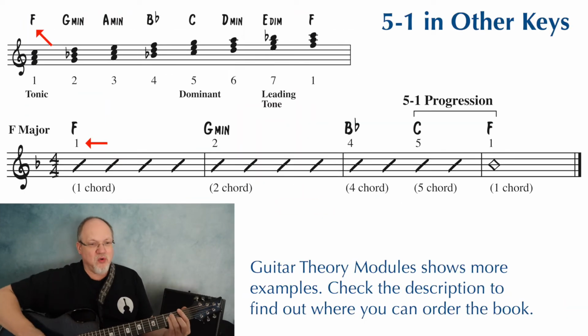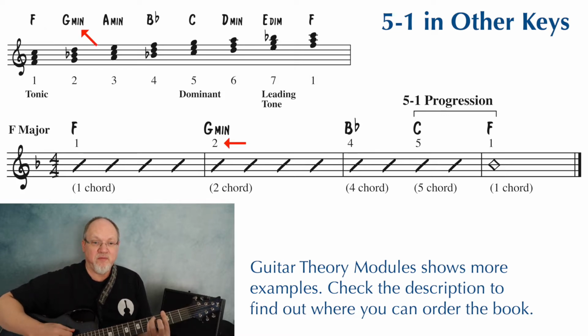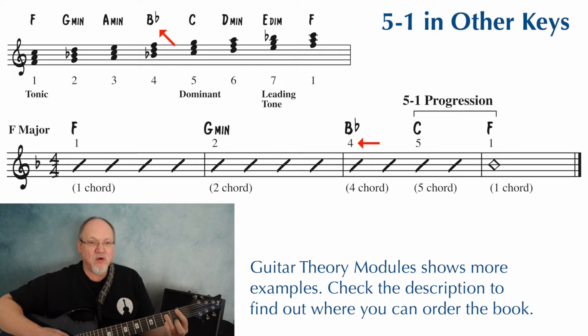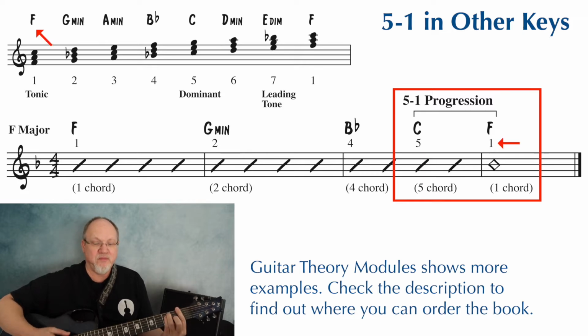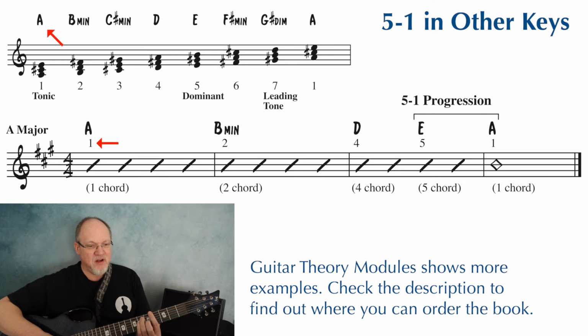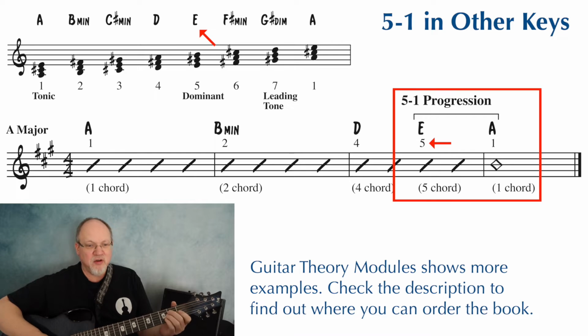In F major, of course, F is the one chord, G minor is the two chord, B flat is the four chord, and here's our 5-1. C is 5 in F, and then, of course, back to 1. In A major, of course, A is the one chord, B minor is 2, D is the four chord, and here's our 5-1 progression, E, A.